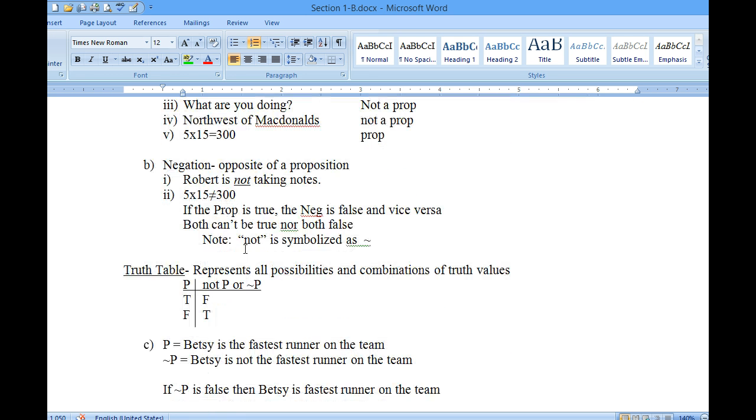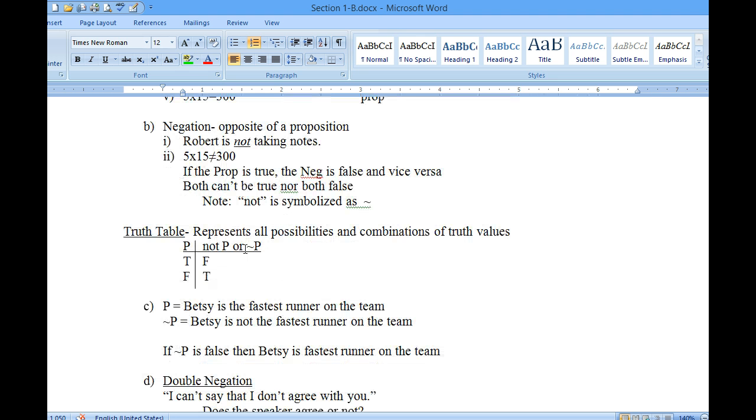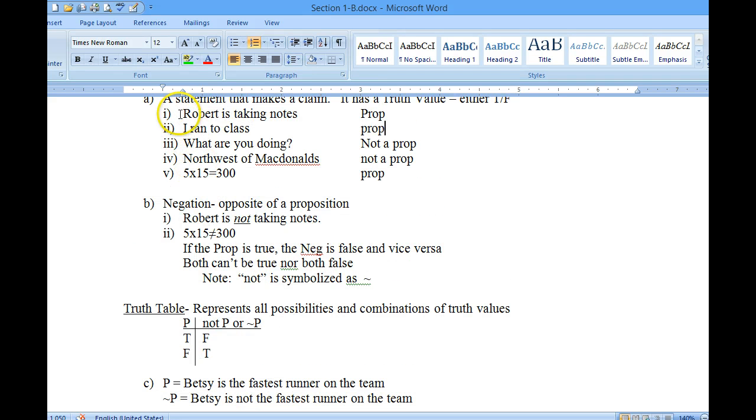Going on to the next section, B, a negation. This is the opposite of a proposition. So if we take our first proposition, Robert is taking notes, and negate it, the negation is, Robert is not taking notes. It also has a truth value, and the truth value will be opposite of the original proposition. 5 times 15 does not equal 300. Again, the negation of the example number 5.